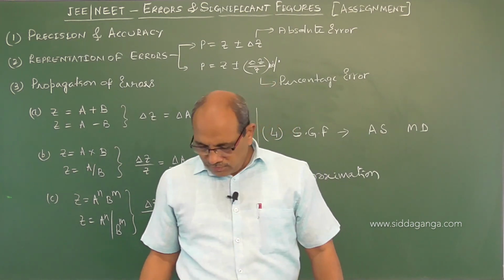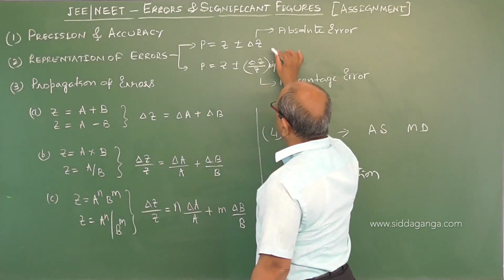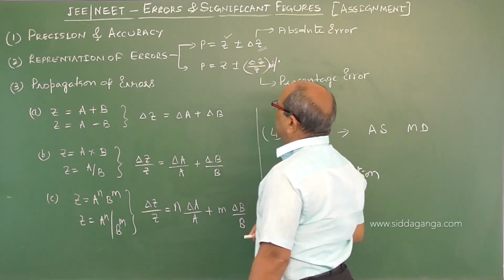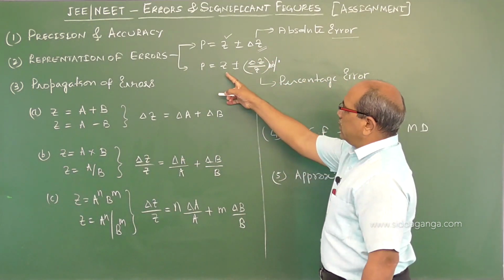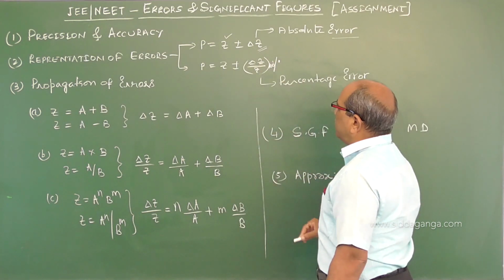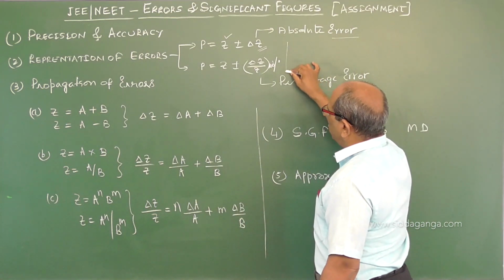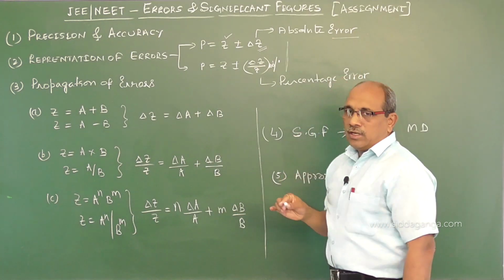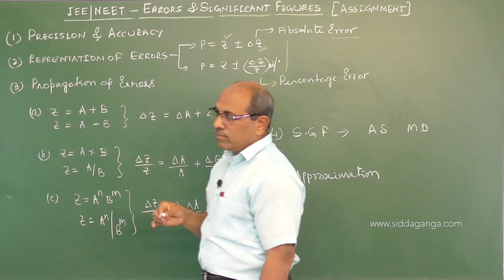Similarly, representation of error is made in two types. One, absolute error: it is the measured value plus or minus the error committed. Similarly, in percentage error, the fractional error multiplied by 100 is represented as percentage error. When you are given problems, you have to look into whether they are given in the form of absolute error or in the form of percentage error during the calculations.